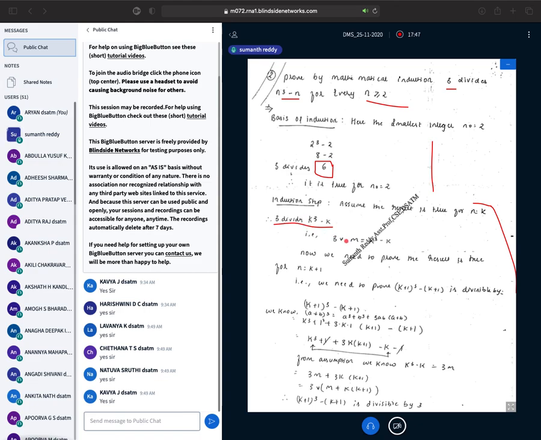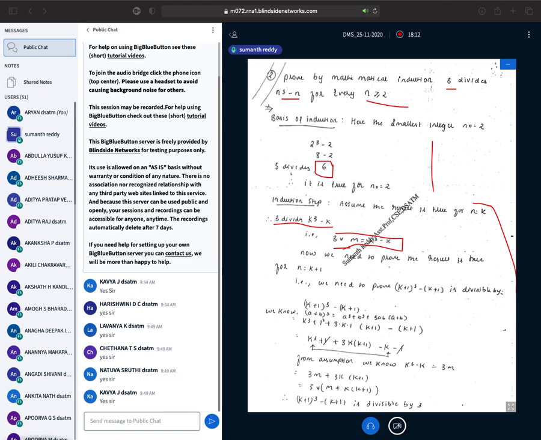But still, I'll take one variable. 3 into some number should definitely give k cube minus k. That is why I can tell 3 divides k cube minus k. So what is that number? I don't know, so I will take some variable, that is 3 into m is equal to k cube minus k. So after that, what is the next stage?